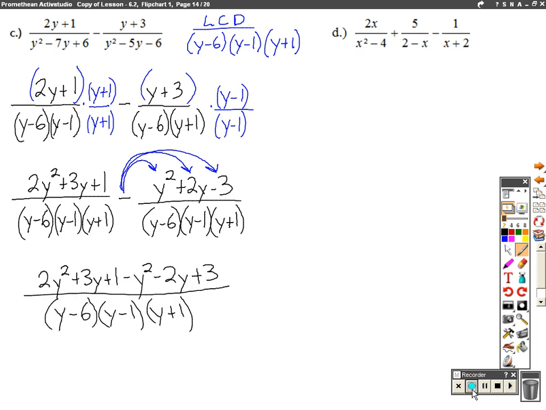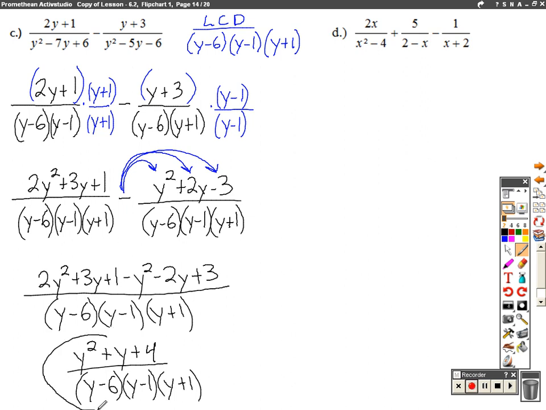Then we can collect our like terms in the numerator. We would get y squared plus y plus 2 over our common denominator. Actually, it was plus 4, not plus 2. And then you would try to find factors of 4 that add up to 1, and unfortunately in this case it doesn't go any further, so we can't cancel anything else out, so you're done.